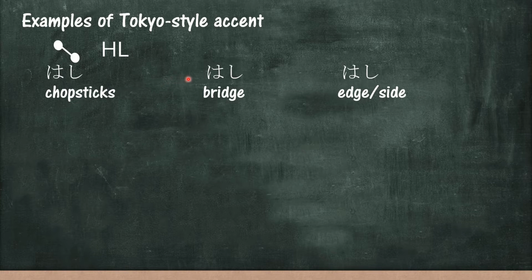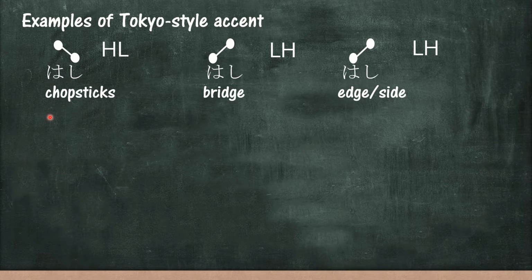The second one is bridge. Hashi, hashi, low, high pattern. The third one means edge or side. Hashi, hashi. This is also low, high pattern. So the second and third have the same pitch pattern.